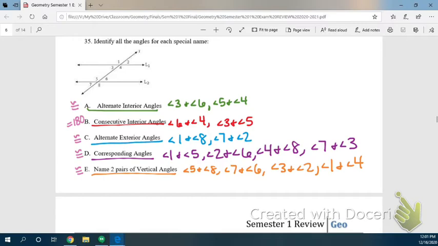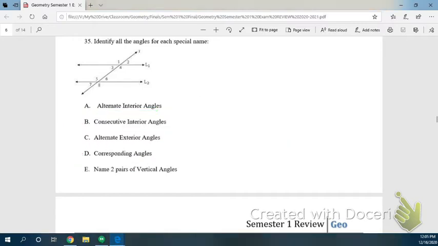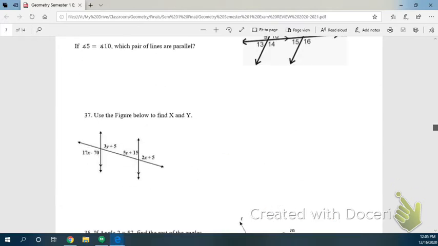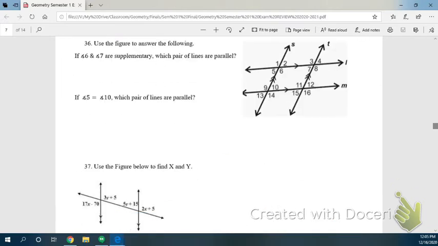Moving on to 36. It says if angle 6 and 7 are supplementary, which pair of lines are parallel? If 6 and 7 are supplementary, then these lines would have to be parallel with this transversal. So line S would have to be parallel to line T.